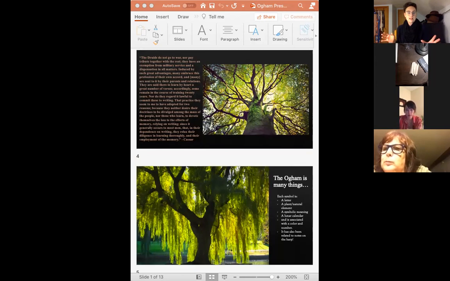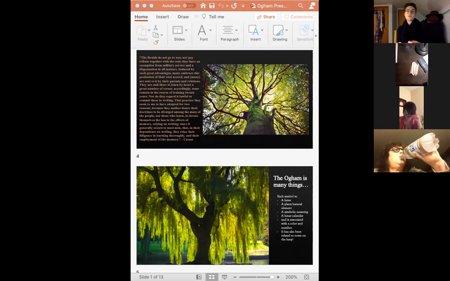The Ogham is many, many things. Each symbol, similar to the Norse runes, is a letter. It is also attached to a plant or a natural element. It has its symbolic meaning, its larger definition, which is what we would use in divination. It is part of the lunar calendar. So the first 13 letters of the Ogham are the trees that are associated with the 13 months of the lunar calendar.